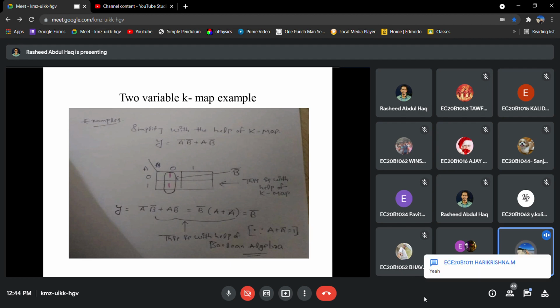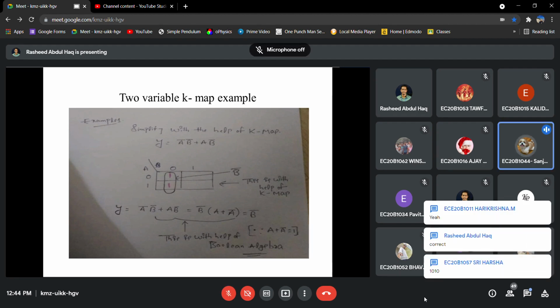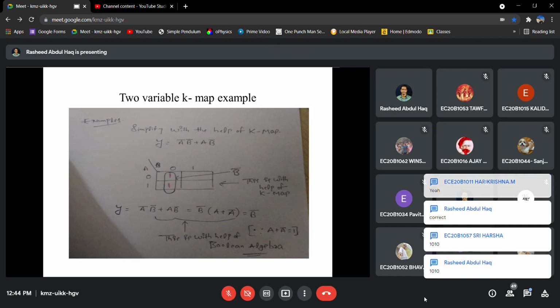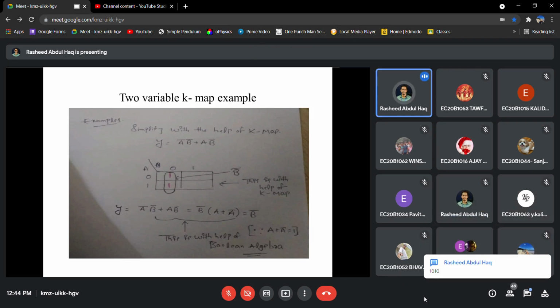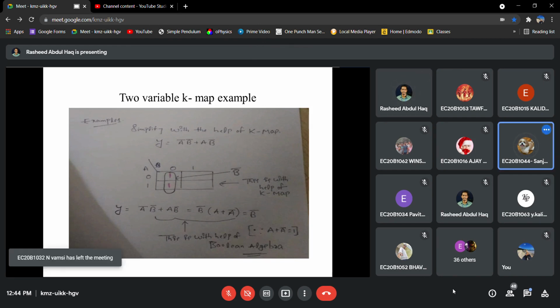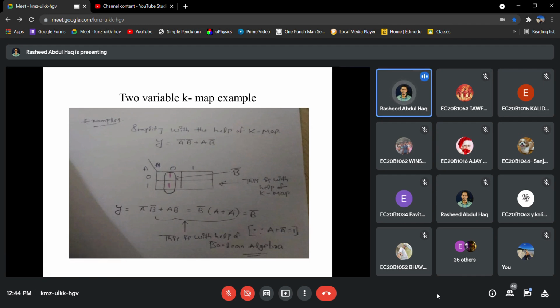Sir, it depends only on B, sir. Yes, from the truth table you can directly see, but this is a simple one, right? Without a K-map also you can derive some answers. But if it is a complicated one, and if you don't know K-map, it will be difficult. Some we can solve just by seeing the truth table.